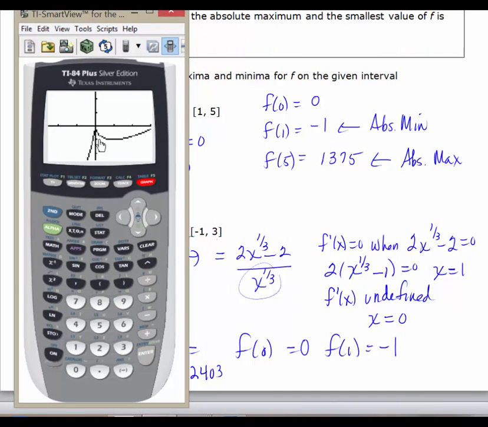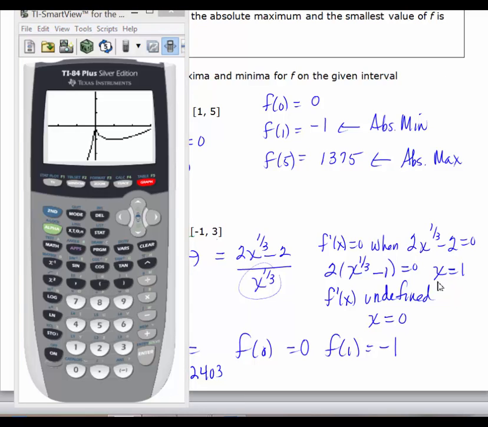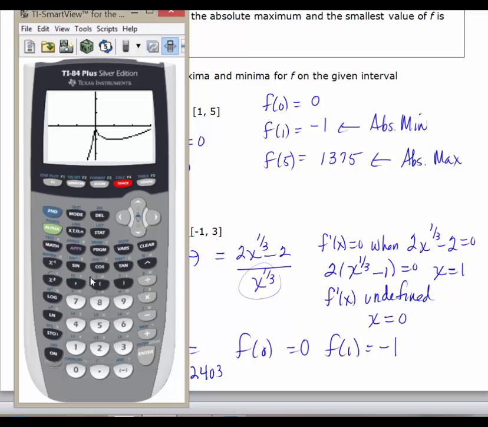Right, so we can see here when we found those critical values, we found 1 at x equals 1, and then when I trace on 1, I can see I've got a horizontal tangent. I found that the first derivative was undefined when x equals 0, and if you trace on 0, you can see you've got a cusp. And then the endpoints, I can just trace on those.